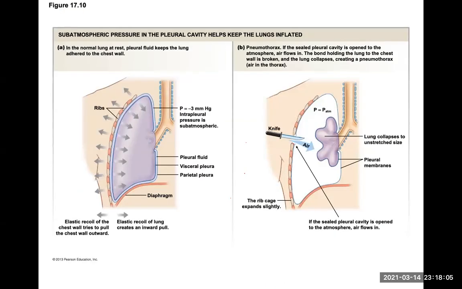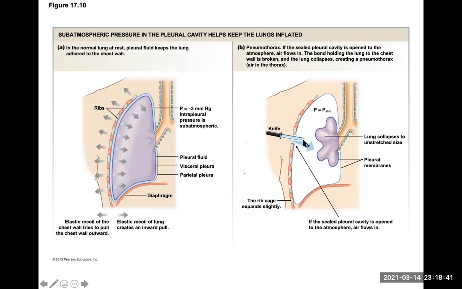So pneumothorax is when, again, I don't know that I mentioned this well enough. What happens is you have a seal on the lungs and then the rib cage, so that everything is held in that particular area. So when the sealed pleural cavity is opened up to the atmosphere, like in this particular case, when a knife came in, this is the sealed cavity. This is obviously the atmosphere.